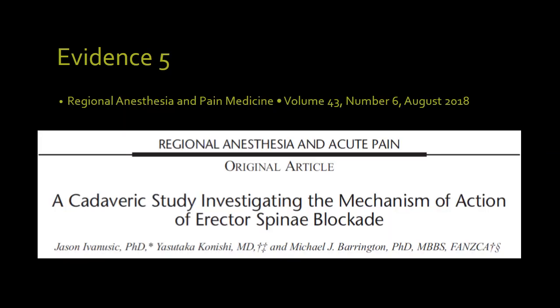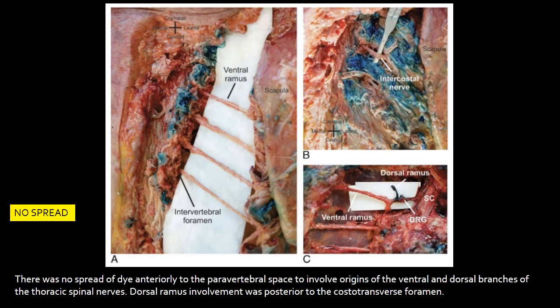Evidence number 5. Jason Ivanusic and others did a cadaveric study investigating the mechanism of action of erector spinae block. They found that there was no spread of dye anteriorly to the paravertebral space to involve origins of the ventral and dorsal branches of the thoracic spinal nerves. Dorsal ramus involvement was posterior to the costotransverse foramen.